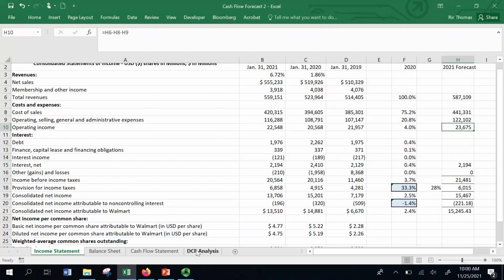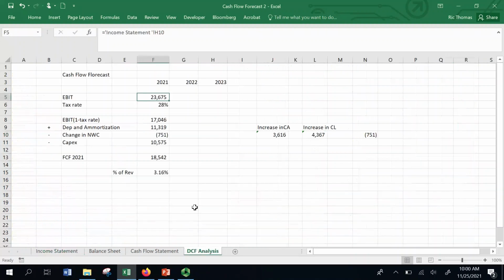Okay, let's go back over here to the DCF analysis at the bottom. So that's my number. I'm assuming a tax rate of 28%. So when I do EBIT times 1 minus the tax rate, I just go 1 minus F6, 28%, and it's 17,000.